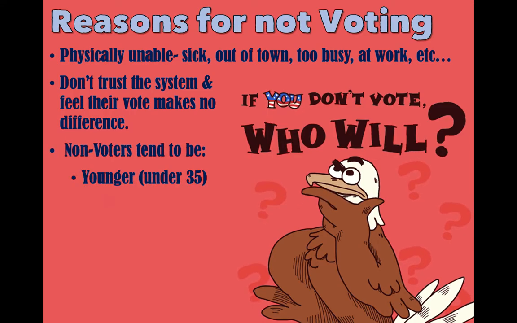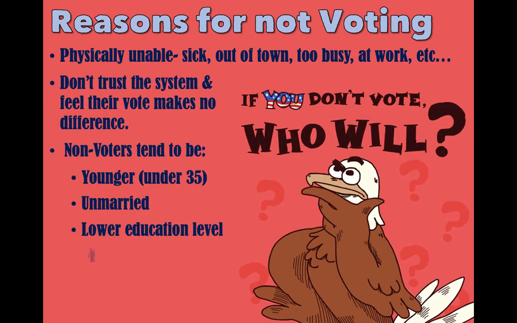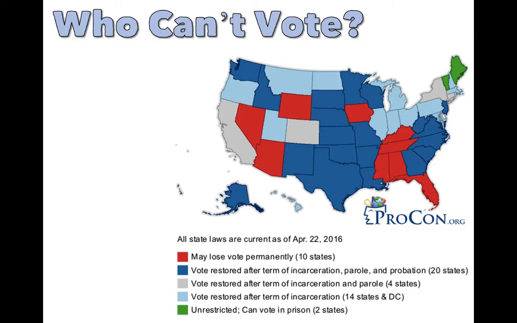Non-voters, who do those people tend to be? They tend to be younger, under the age of 35, unmarried, lower education level, male, and rural. Again, that's not in every situation, but that's what the statistics show. And also low income, which again would somewhat make sense because sometimes it takes a car or gas money to get to a polling station, and if you don't have a car, that can make it really difficult for you.